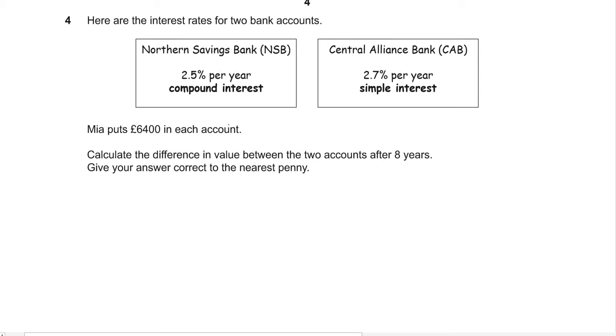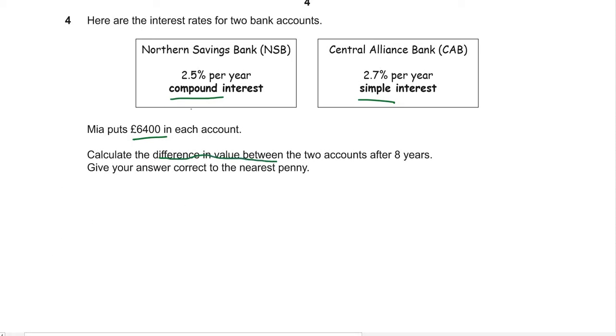Alright, question 4. So here are the interest rates for 2 bank accounts. One's 2.5 and one's 2.7. But the key difference is one is compound and one is simple. Mia put 6,400 in each account. Calculate the difference in value between the two accounts.